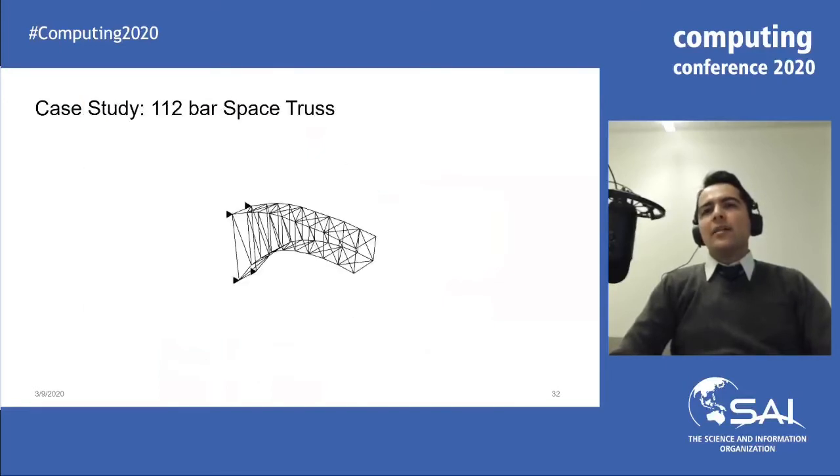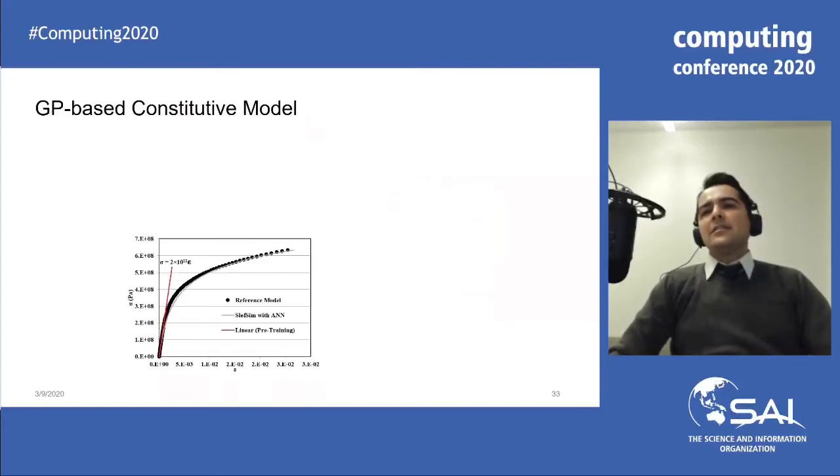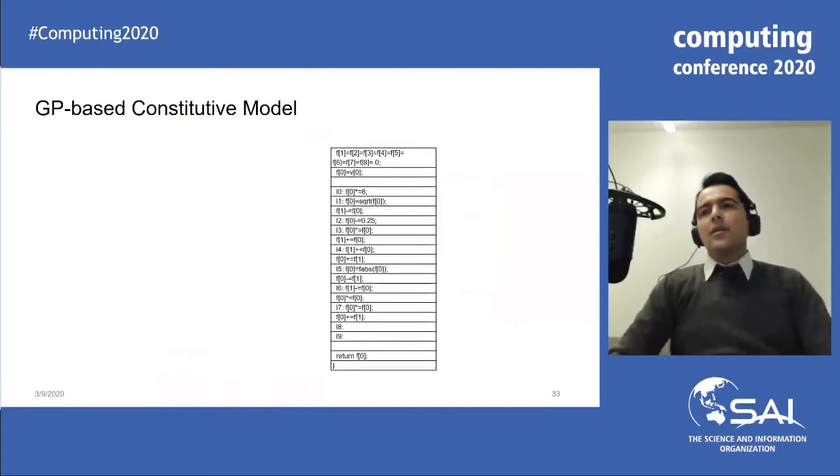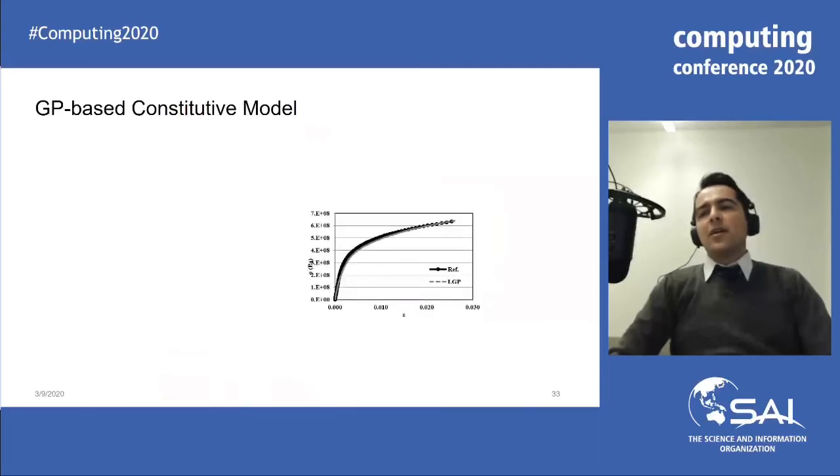So I defined a case study, this cantilever truss, with two forces applied at the end of this truss, and this is the force displacement curve of the system under these two concentrated loads. And these are the results using Professor Gabushi's approach, actually using ANN. You can see the ANN model is very close to the reference model. So I used linear genetic programming. This is the program. I translated it to a mathematical formula and got the results.